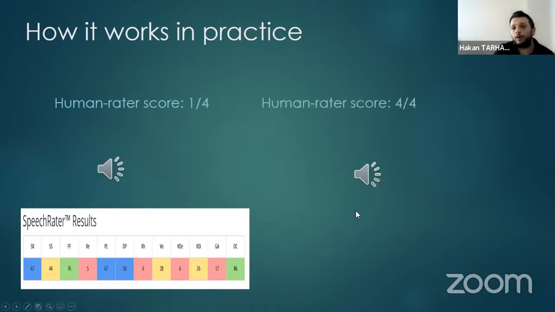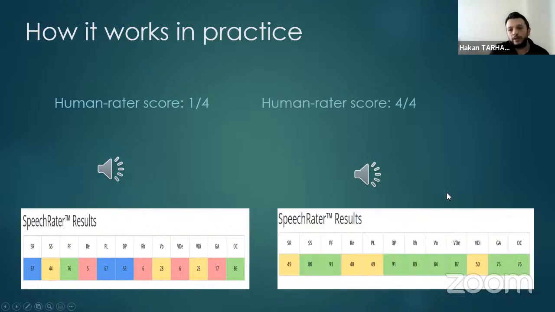And this got 4 out of 4 by a human rater, and it got 3.31 on the SpeechRater. Now, based on our model, the combination of the human rater score and the SpeechRater score shows us that the final score on these two performances would be 12 for the first performance and 26 for the second performance.